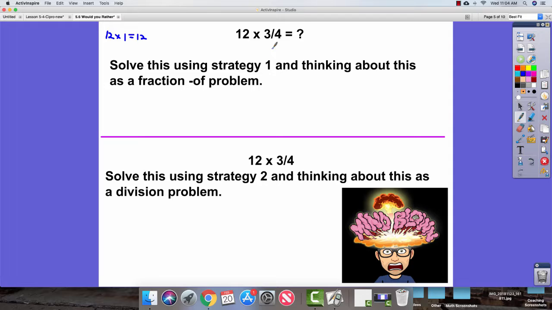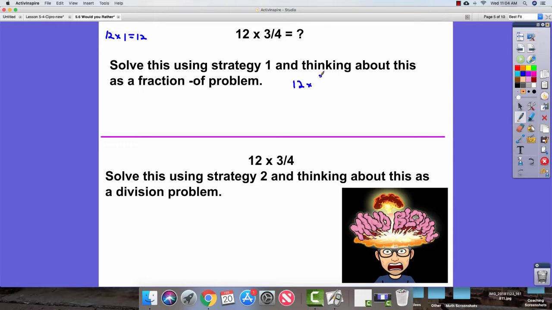We went over two strategies in class on how to solve problems like this, and we talked about why those strategies worked. The purpose of this video is not really to go into the why. It is just to review those strategies to help you out, maybe with your homework or reviewing for a test or anything like that. So 12 times 3/4.